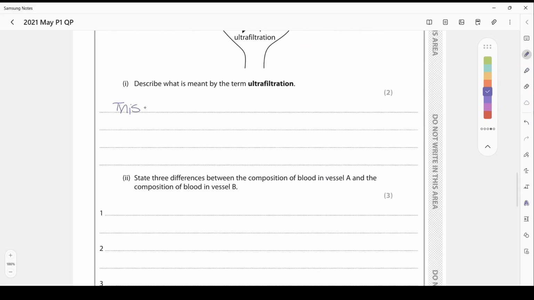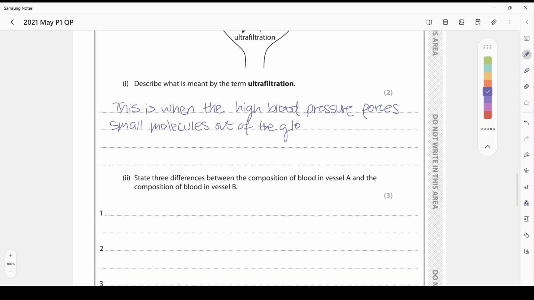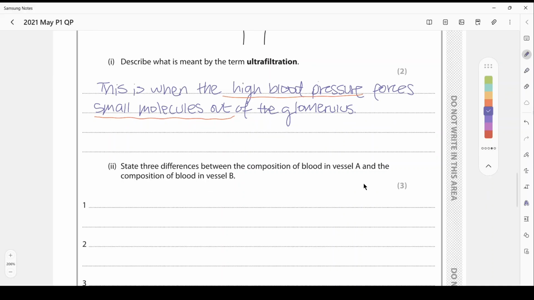Okay, so this is when the high blood pressure forces the small molecules out of the glomerulus. So 1 mark for forcing out the small molecules, and the other part is under high blood pressure or under pressure. All right, part 3.